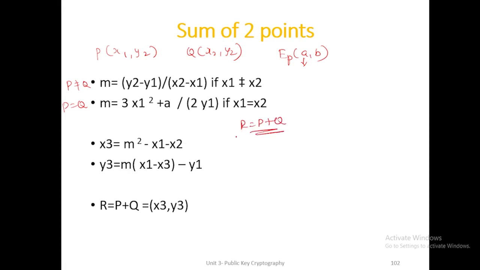For this calculation, let us take R is x3 and y3. So for calculation of x3 and y3, x3 is equal to m squared minus x1 minus x2. y3 is equal to m of x1 minus x3 minus y1. So the points should be less than your p value. All the points, let us take x1, y1, x2, y2, x3, y3, those values should be less than p. In this way only we should calculate the values.